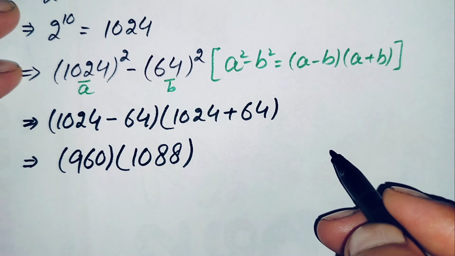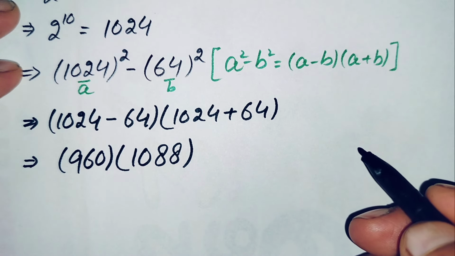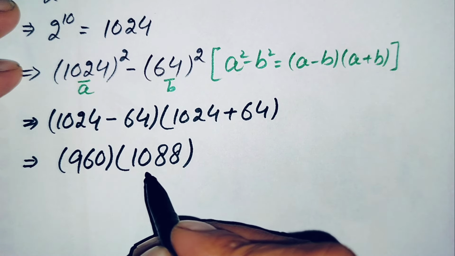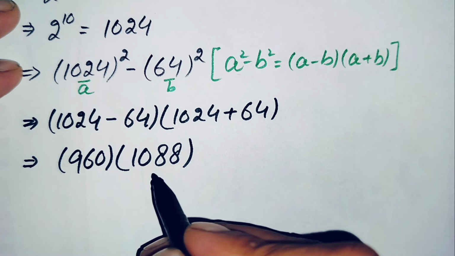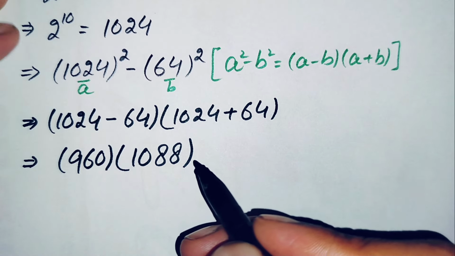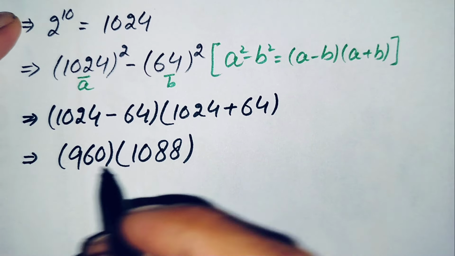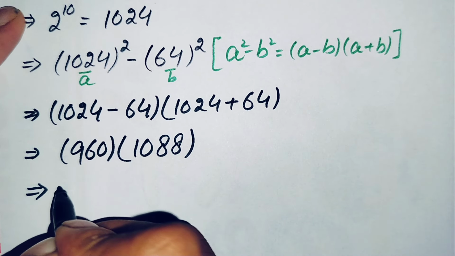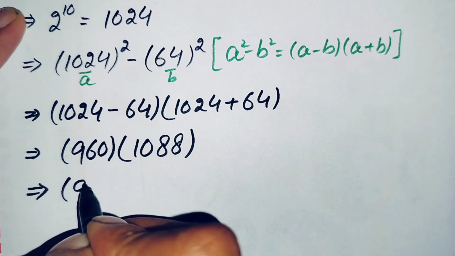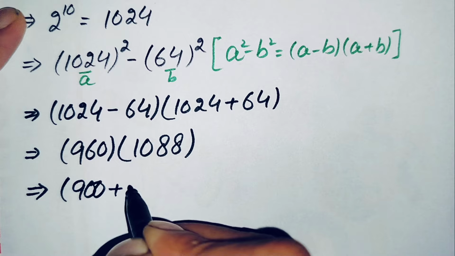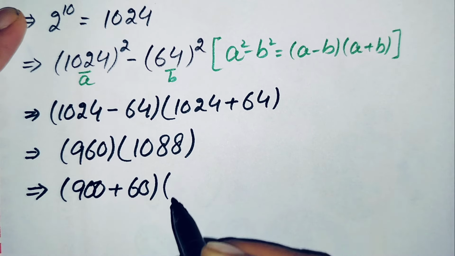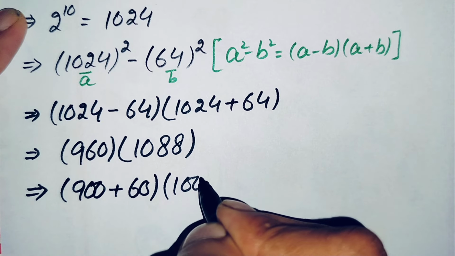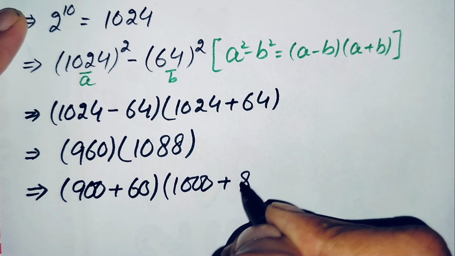One is to multiply these two numbers by simple or ordinary multiplication, and the second method is to change these two numbers to the sum of two other numbers whose multiplication is easier than simple multiplication. So here we will change these two numbers to the sum of other two numbers. So here we can write this 960 as 900 plus 60 times, and we can write 1088 as 1000 plus 88.